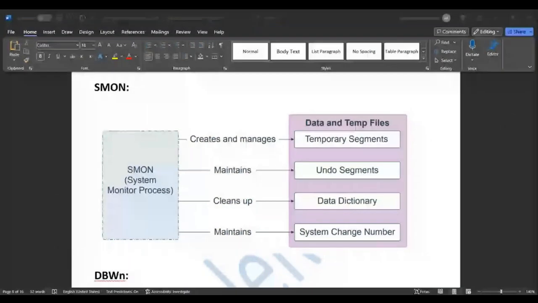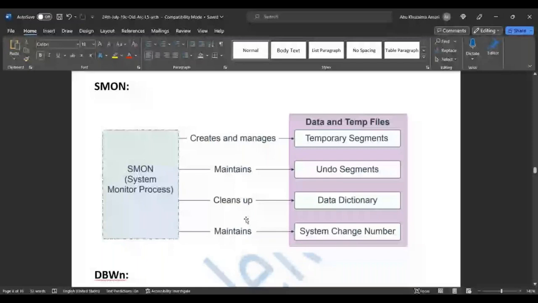So the duty is clear, guys. And one main important duty is not mentioned in the diagram: instance recovery. So SMON also performs the instance recovery. Okay, so we will discuss that later. And the SMON process also checks regularly whether it is needed by other processes. Other processes can call SMON if they detect a need for it. Okay, so SMON does other work also.